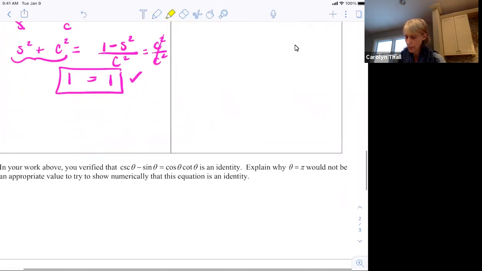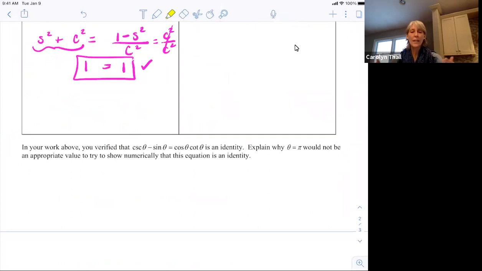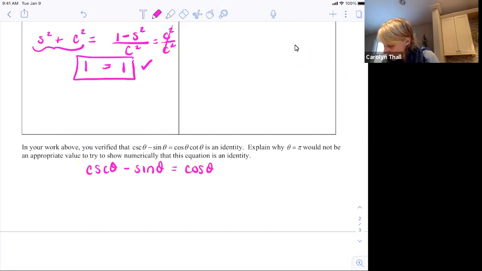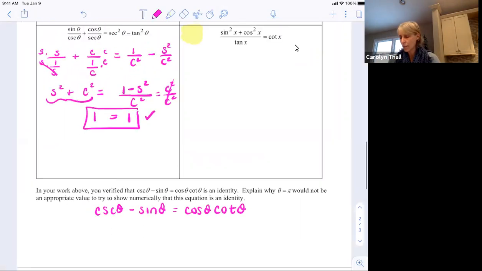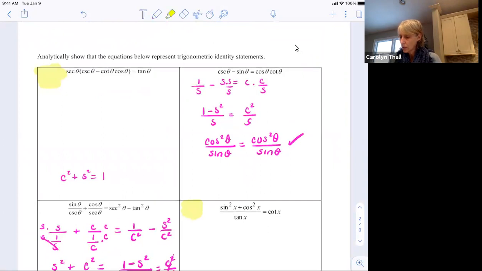Now let's go back down. Let's do the last problem here. Okay, this example is going to show us why we can't just plug in an angle and say it's true for every value. So in your work above, you verified that cosecant theta minus sine theta equals cosine theta times cotangent theta. We showed that it was an identity, and let's go back to that for just one moment. We showed that this guy here was an identity.